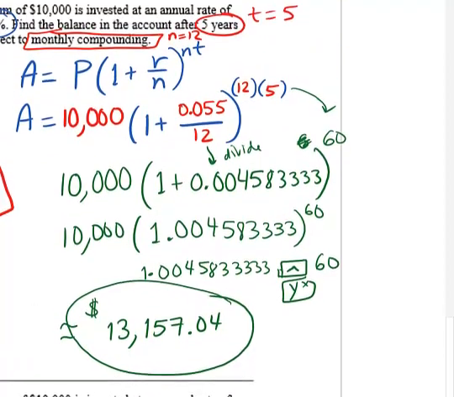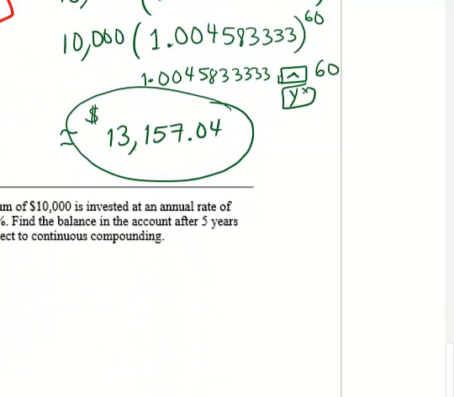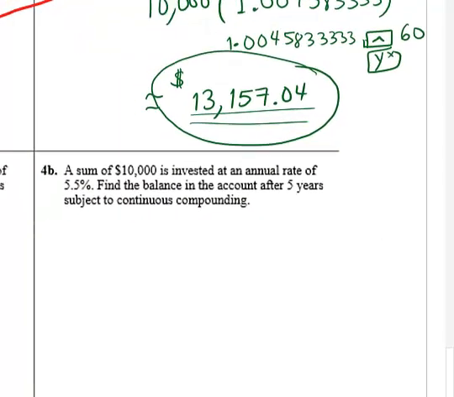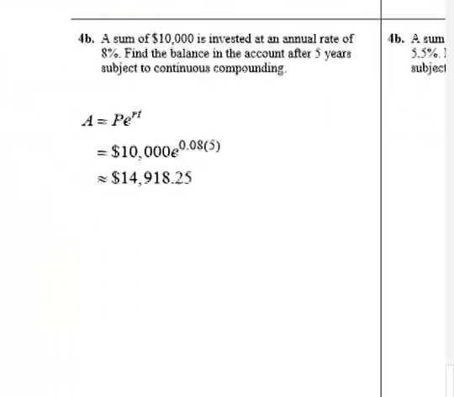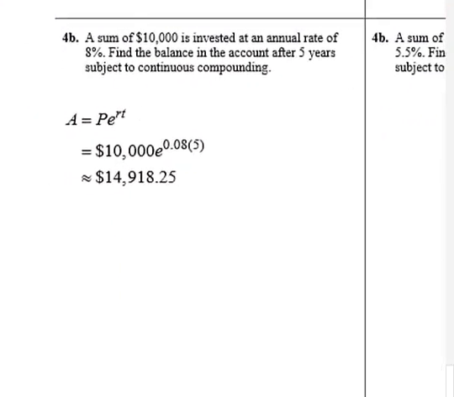Yeah, so in 5 years, you pretty much made $3,000 because you invested 10,000 of it. Is that good? Yeah, that's good, huh? I like that. All right, now the next types of problems here, 4B.